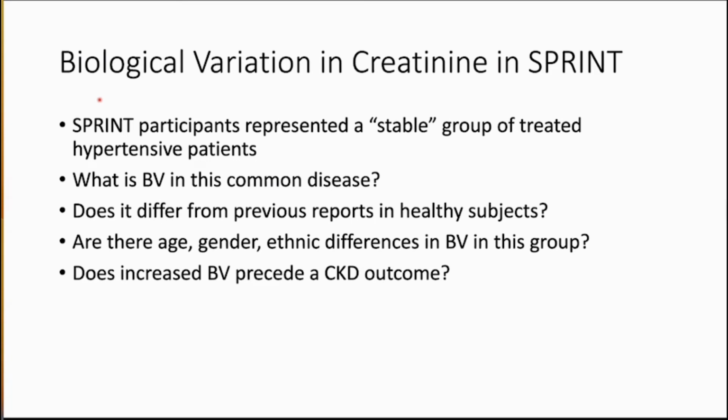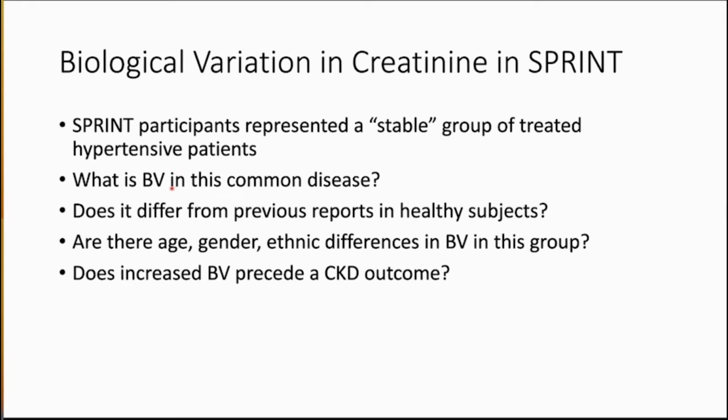Okay, so biological variation in SPRINT. Here we have this really carefully collected set of samples with excellent clinical outcome, in terms of the curation of that clinical outcome, the accuracy of that clinical outcome. And we measured all of the blood creatinines and many other analytes for this particular population. So in my view, this was a stable group of treated hypertensive patients.